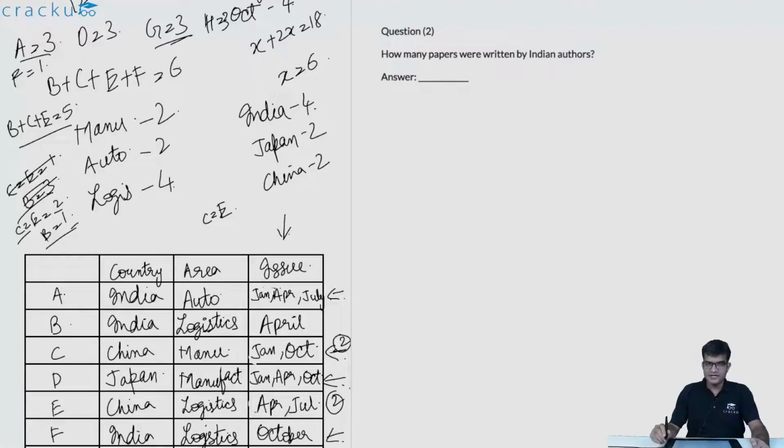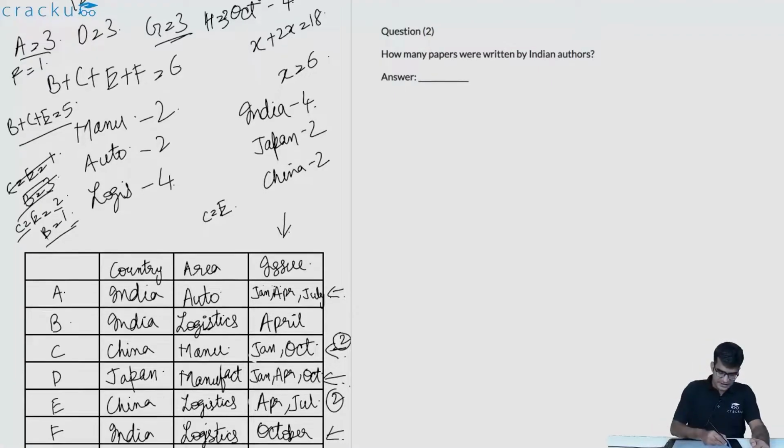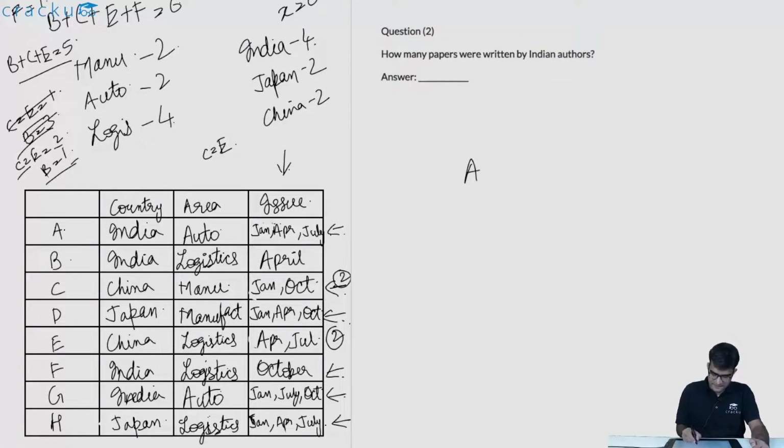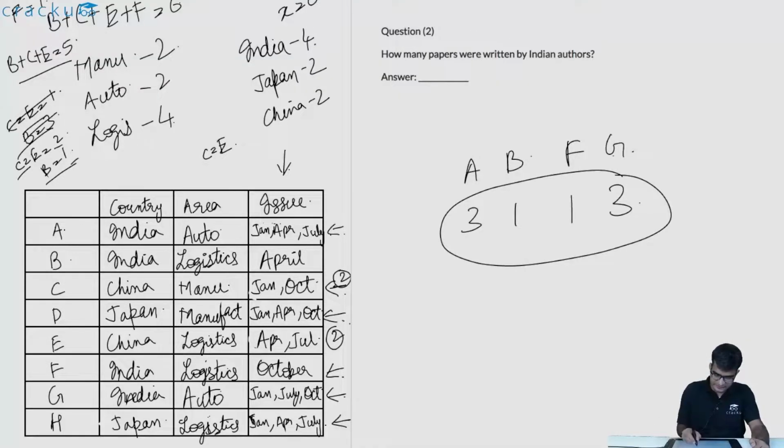How many papers were written by Indian authors? A, B, F, G are the Indian authors. A wrote 3 papers, B wrote 1 paper, F wrote 1 paper and G wrote 3 papers. So the correct answer is 8.